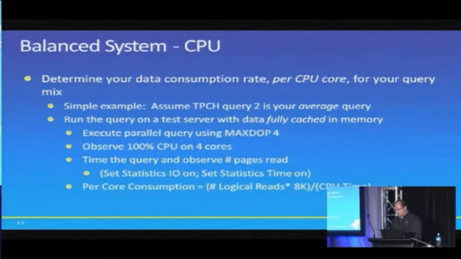So CPU, as we said, our goal is to tune our system so well that we provide to the CPU cores all the data they can consume. But first, we need to figure out how much data those cores can consume. So in the previous query, that was one of the TPCH queries, the benchmark we ran, we executed the parallel query with max DOP 4.